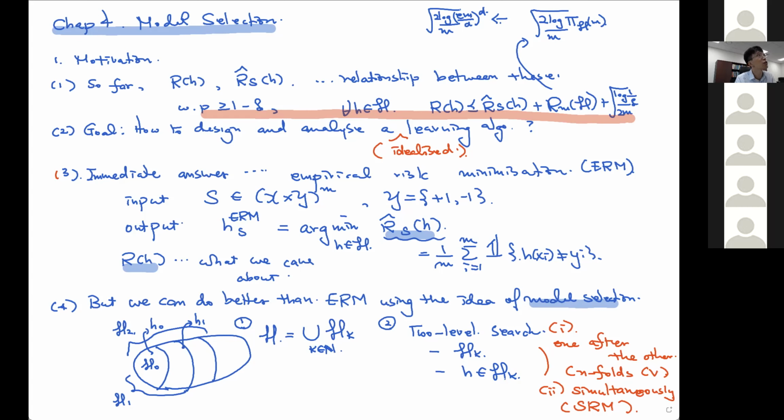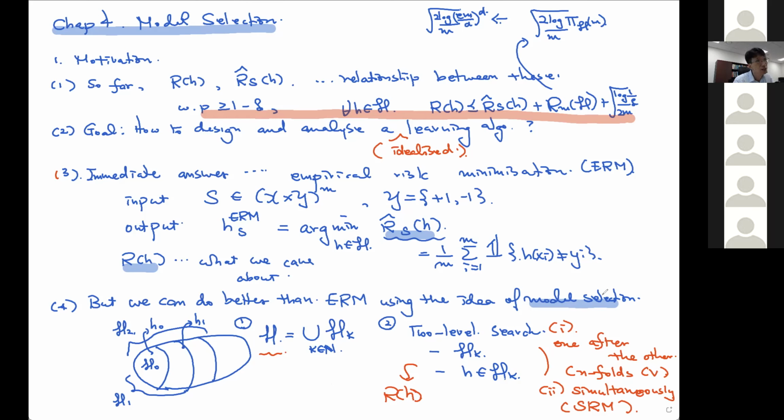We can get a better hypothesis in the sense that we can get an R of H which is better than just searching for H in the large single set H. And also the kind of algorithm that can be derived in this approach is sometimes more efficient.